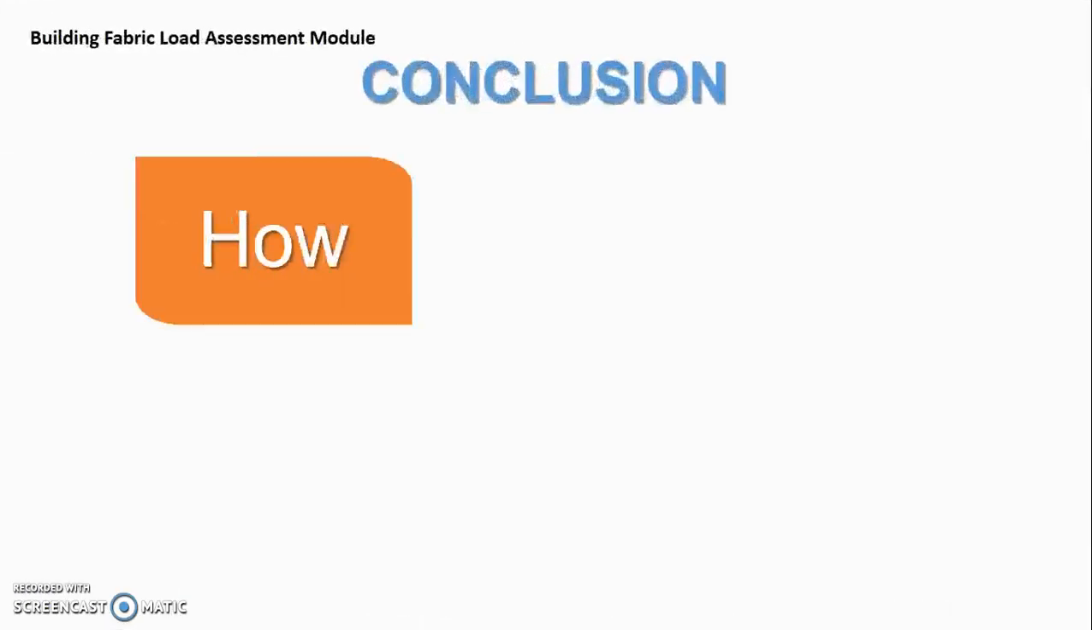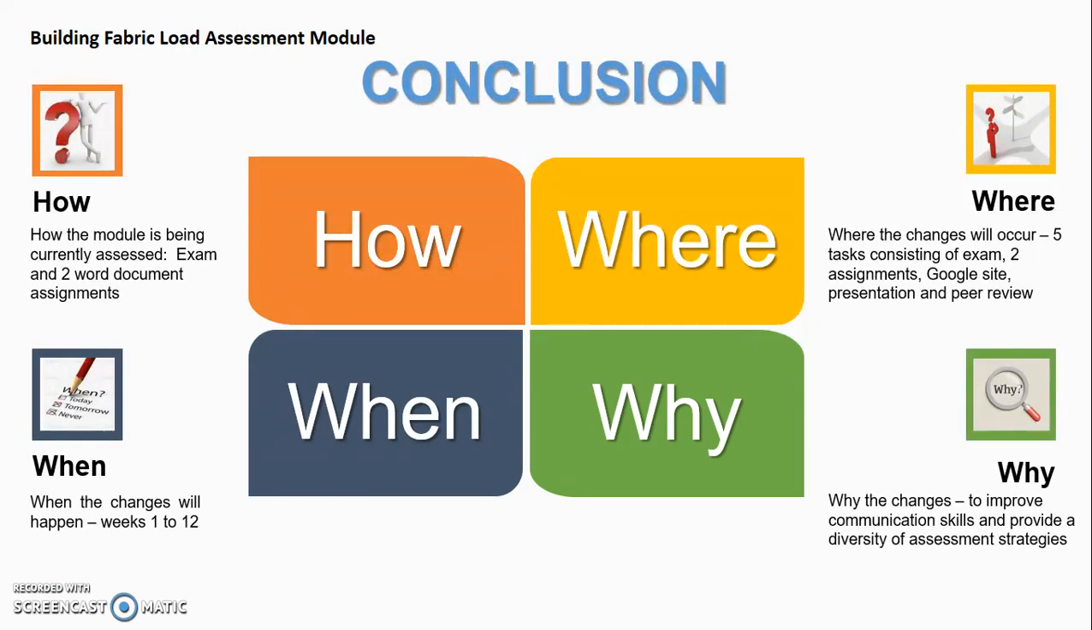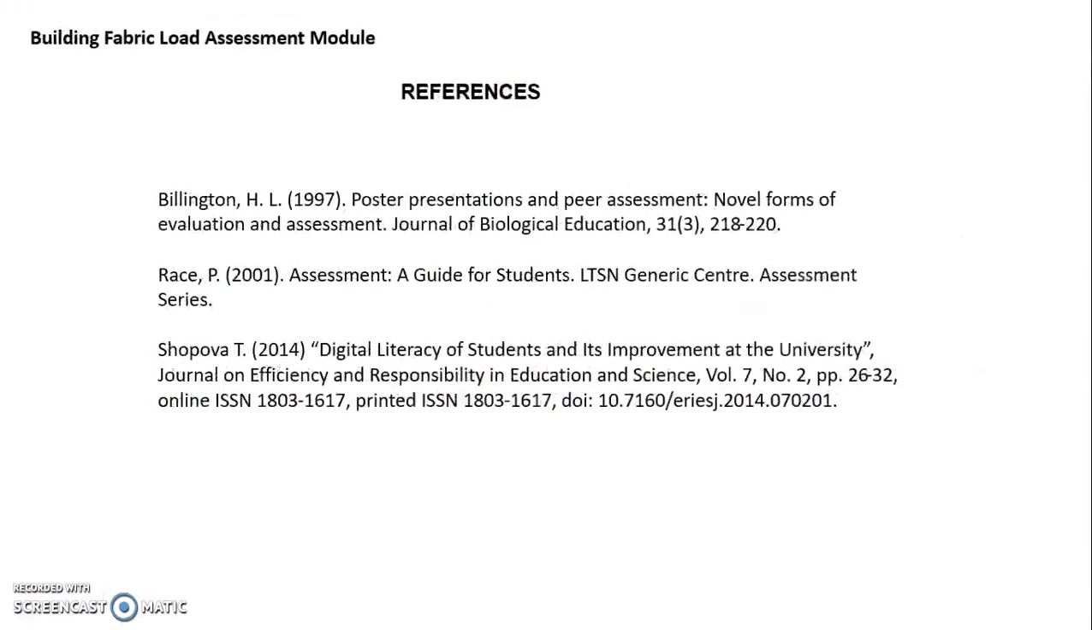The aim of this presentation was to outline my proposed changes to the module using the how, where, when, why framework. The proposed changes examine how the module is currently being assessed, where the changes will occur by the introduction of Google Sites, presentation and peer review in addition to the exam and report assignments, when the changes will happen, week 1 to 12, and why the changes: to improve communication skills and provide a diversity of assessment strategies.